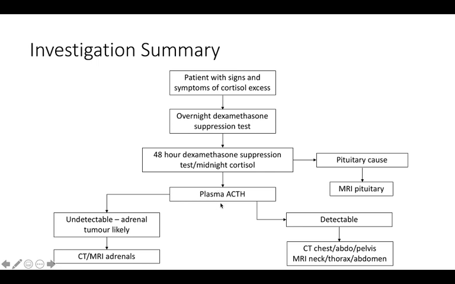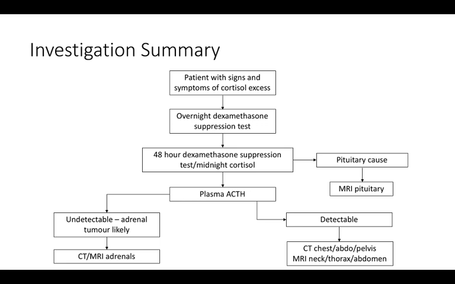This enables us to determine whether it's an ACTH-dependent or an ACTH-independent cause. If ACTH is undetectable, it's likely that something is secreting high levels of cortisol, and the negative feedback is inhibiting ACTH secretion completely. This is likely to be an adrenal tumour, and therefore a CT or an MRI of the adrenals is performed to possibly detect an adrenal adenoma or adrenal carcinoma.